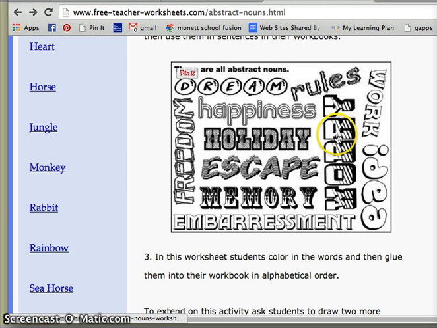Okay? Some examples of nouns are dream. We can't see, hear, taste, smell, or feel a dream, so that would be an abstract noun. Same with rules, work. I don't know what that word says, but we're going to keep going. Worry, embarrassment, memory, escape, holiday, happiness, freedom.